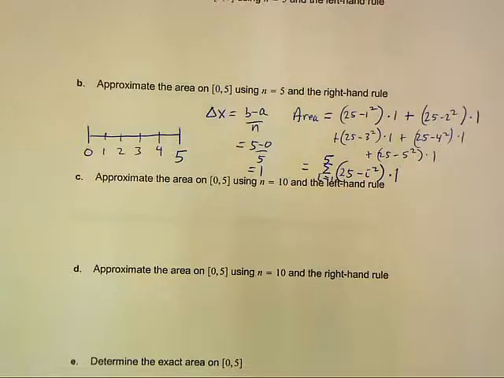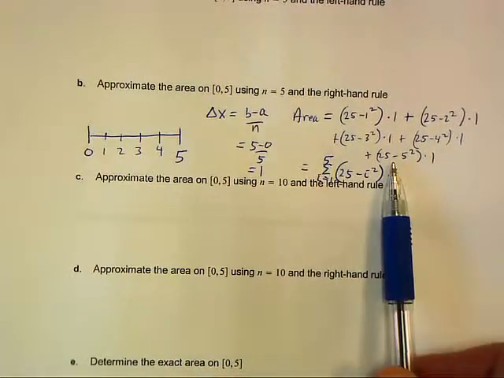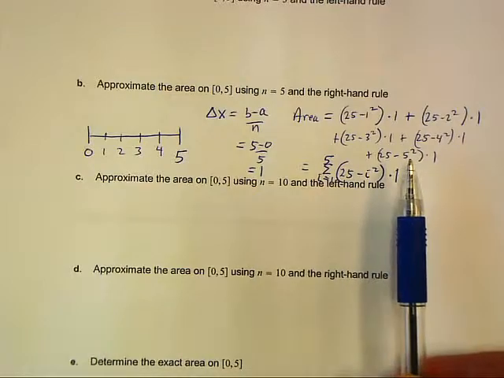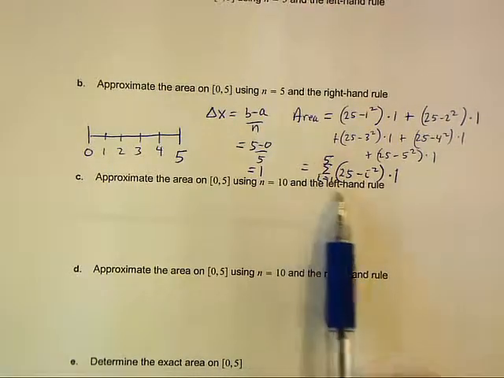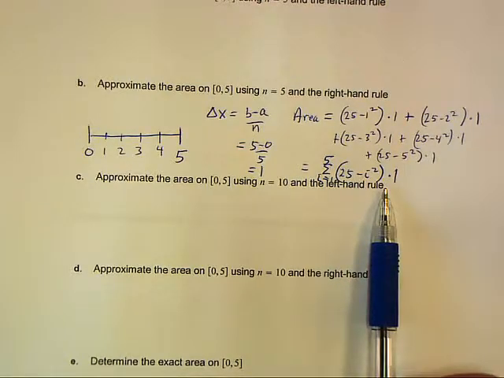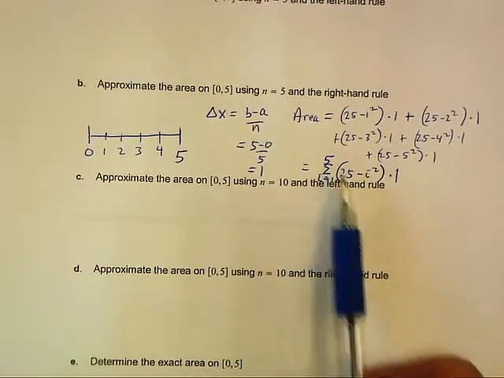Okay? So now I would have two choices. I could grab my calculator and type up these 5 things and get my answer. That wouldn't be too hard. Or I could use my summation rules and then use my calculator at the end. So let's do it with the summation rules.